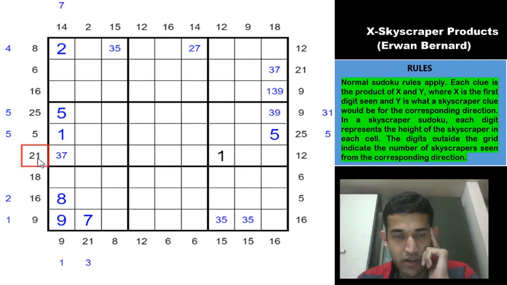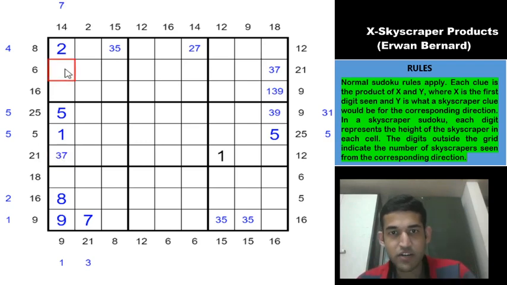So 21 clue, right? So if this is a 3, so this must be a 7, and if this is a 7, this must be a 3. Again, not much there. Let us try to write the candidates here. So 1, 2, 5, 8 and 9, right? So the remaining are 3, 4, 6 and 7.